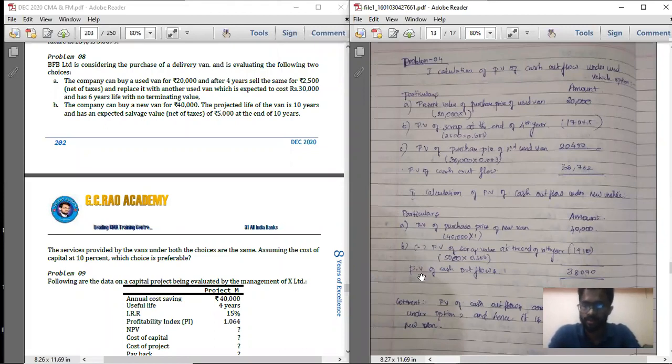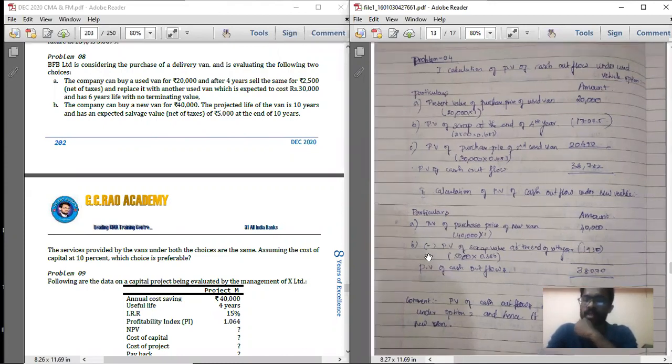We are doing this second statement, the calculation of present value of cash outflow under new vehicle. Basically under this new vehicle option, we are purchasing the vehicle today for 40,000 rupees and we are receiving back 5,000 rupees at the end of 10th year. So 40,000 rupees into 1, that is 40,000, the present value of purchase of new van, whereas small b, minus present value of scrap value at the end of the 10th year.